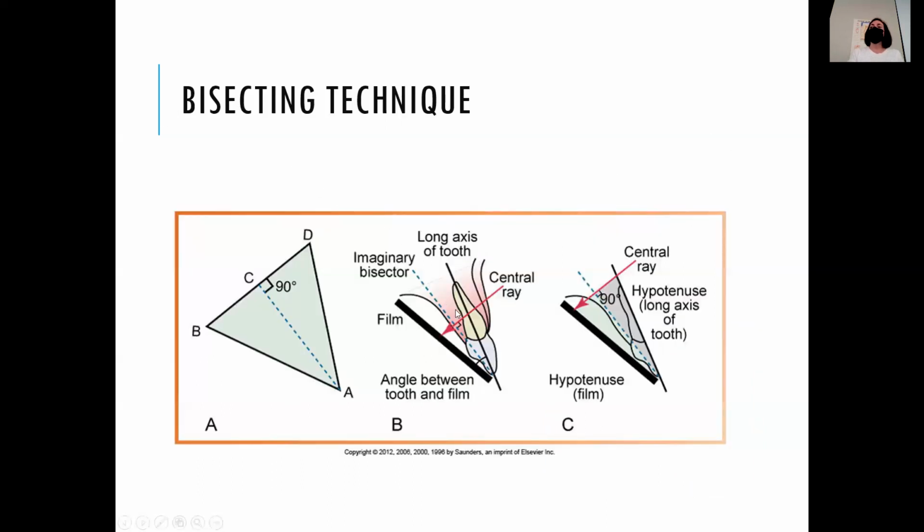So you can see, sometimes this is what gets confusing to people: they think, I need my central ray to be perpendicular to the film. Well, that's only with paralleling. With bisecting, you want your central ray to be perpendicular to the bisector, which is halfway between the film and the long axis of the tooth. So you're trying to line up perpendicular with this imaginary line that you've guesstimated where it is in the patient's mouth.